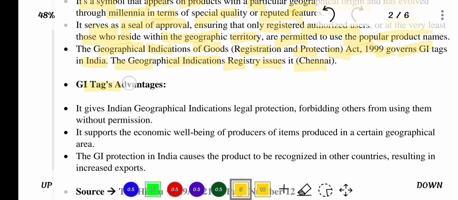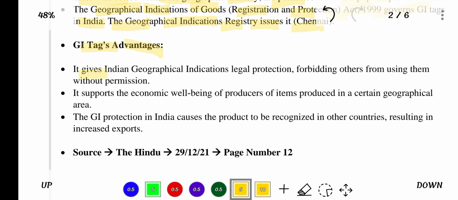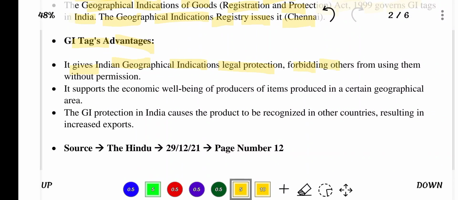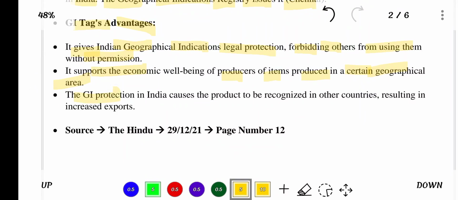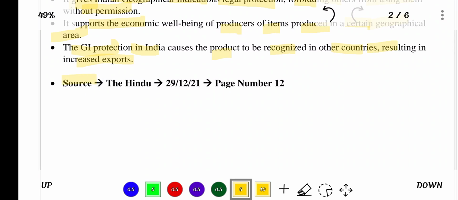So GI tag advantages: it gives Indian geographical indications legal protection, forbidding others from using them without permission. It supports the economic well-being of producers of items produced in a certain geographical area. The GI protection in India causes the product to be recognized in other countries, resulting in increased exports. So the source of this news is The Hindu of 29th December 2021, page number 12.